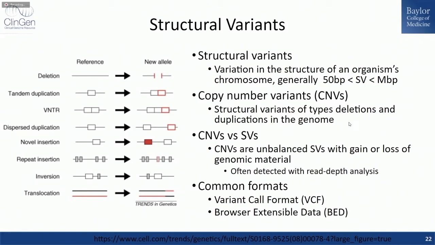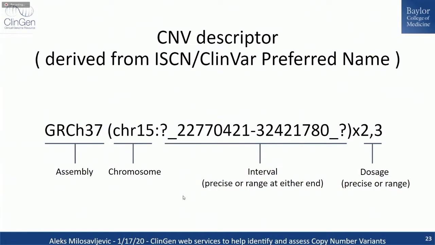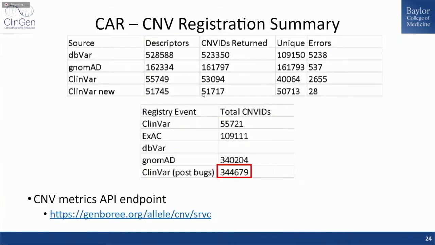And so copy number variants are structural variants of types of deletions and duplications in the genome. And then CNVs versus structural variants: copy number variants are unbalanced structural variants with a gain or loss of genomic material. So that's something that helps us describe these and allows us to create this descriptor that we're able to use for registration and querying. And this is what the descriptor looks like. It's a little synonymous with HGVS expression, and similar to what was enumerated by ClinVar for describing these. So it's kind of a hybrid model between these different published models. Also the ISCN and ClinVar preferred name.